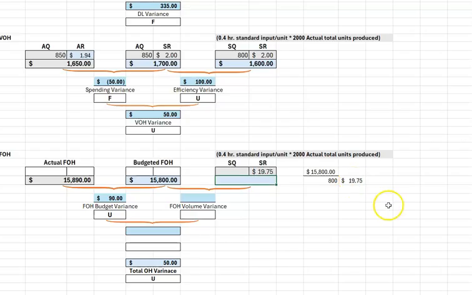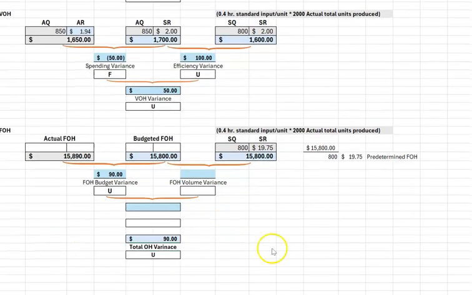So for fixed overhead, we have to calculate our predetermined overhead rate, okay? So this is my predetermined overhead rate for fixed overhead. And then I've got my standard unit similar to above. So I've got the 800. So that's going to now tell me what my standard fixed costs were, 18,500. So I have no fixed overhead volume variance, the difference between the two. So at the end of the day, I am left with a $90 unfavorable fixed overhead variance.